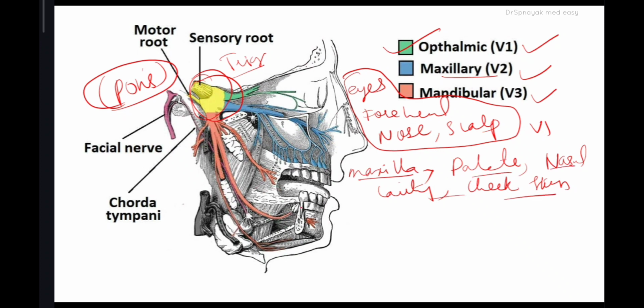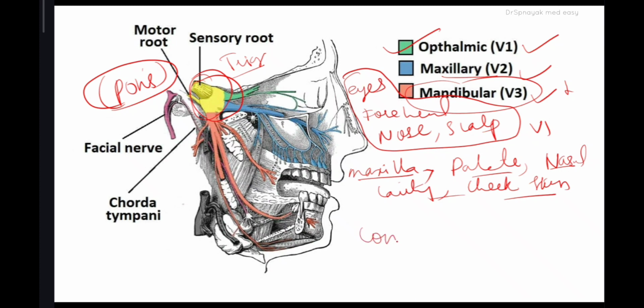And the third one, V3, very, very important. Always remember V3. V3 is the largest branch of the trigeminal nerve. The third branch of the trigeminal nerve, V3, is the largest one. Actually, V1 and V2, originating from the trigeminal ganglia, are directly innervating the upper part of the skull. But the third part, the mandibular V3, is coming out of the skull.